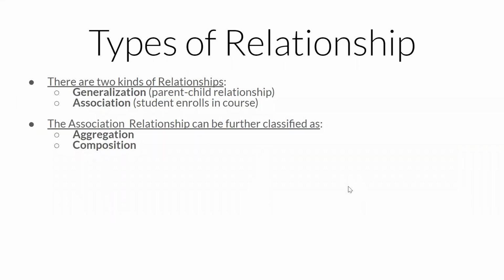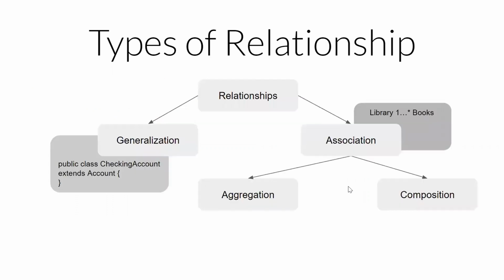In general, there are such types of relationship: generalization, for example, a parent-child relationship; association, for example, a student enrolled in a course; and the association relationship can be further classified as aggregation and composition. Here you can see the chart of relationships.